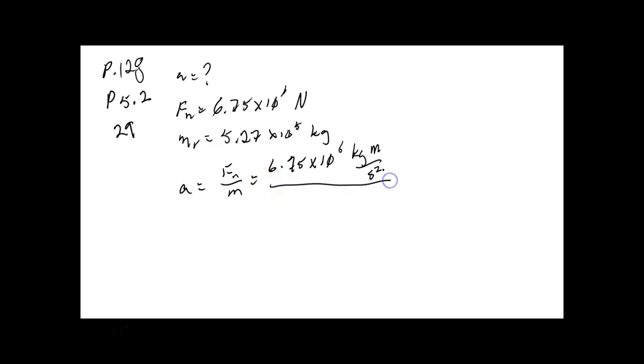And you're going to take that and divide it by 5.27 times 10 to the 5th kilograms. One of the first things I'm going to do here is notice that the kilograms are going to cancel out. You've got one in the numerator, one in the denominator. That leaves you with a unit of meters per second squared, which is a great unit for acceleration. If the units work out well, then there's a really good chance you're doing the problem right. Units are your friends. Pay attention to them.